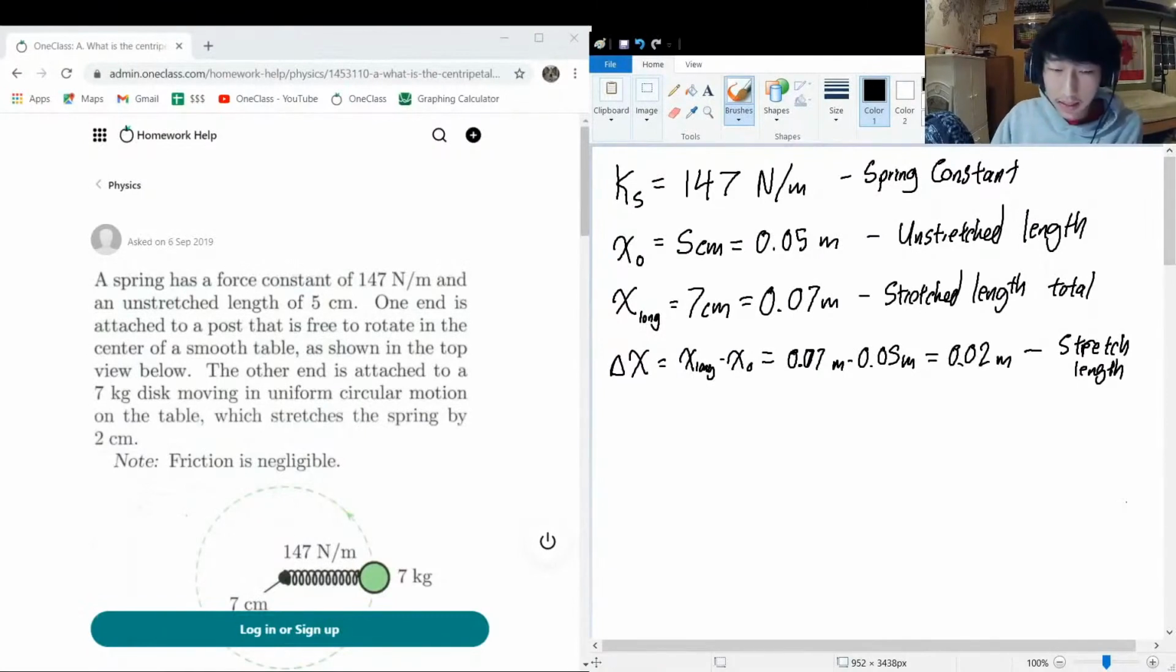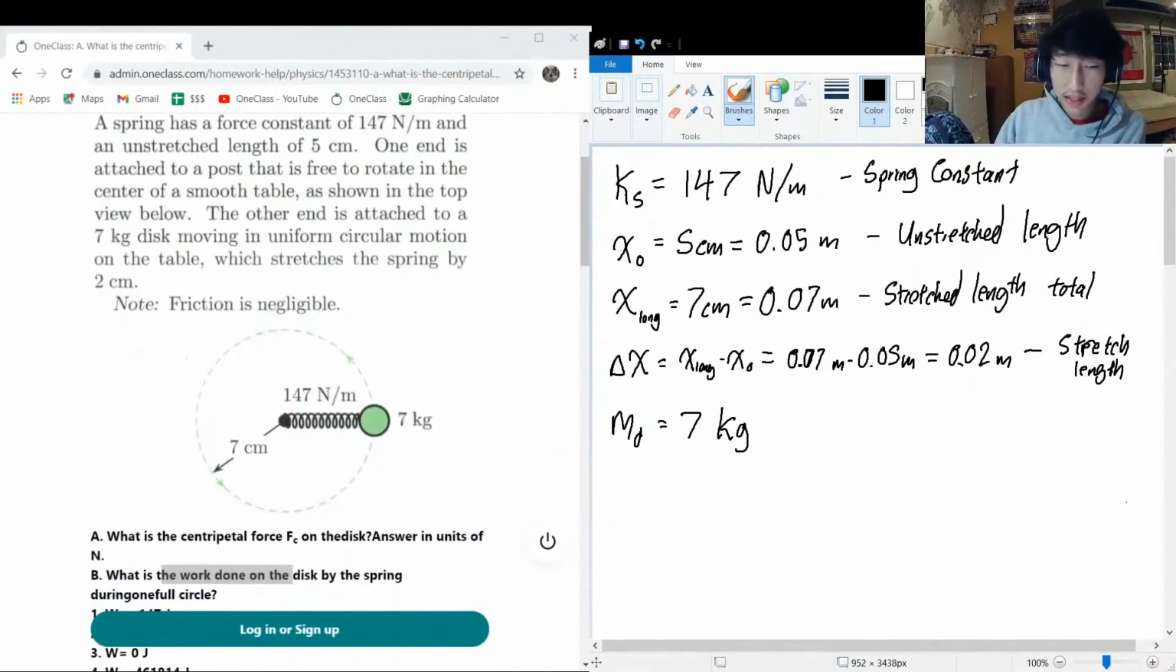And the last thing that we need to know is that the disc is 7 kilograms. Let's call that MD, D for disc, and that is 7 kg. So these are all of our important things that we need to know.